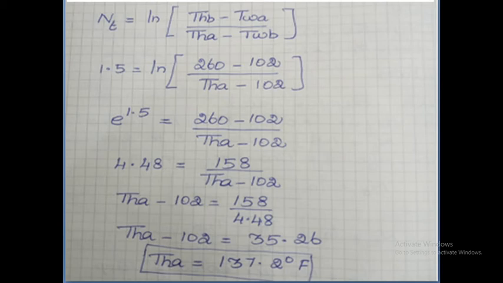Okay. So remove the ln, you take the e value. Finally we get THA equal to 137.2 degrees Fahrenheit. This is the hot air leaving temperature.